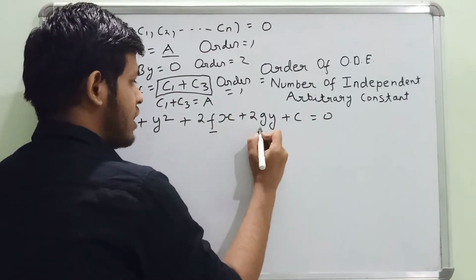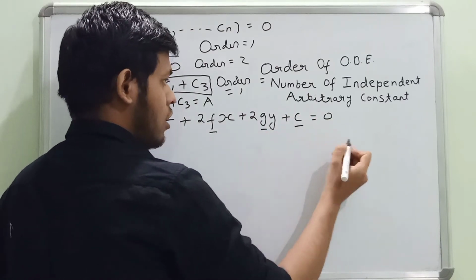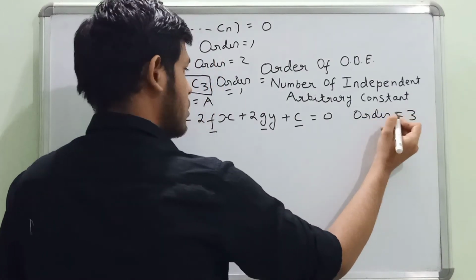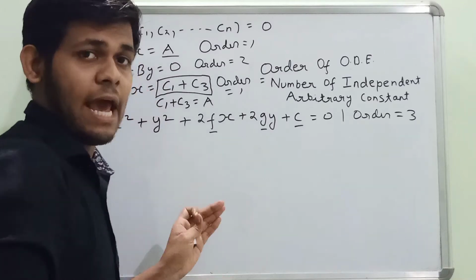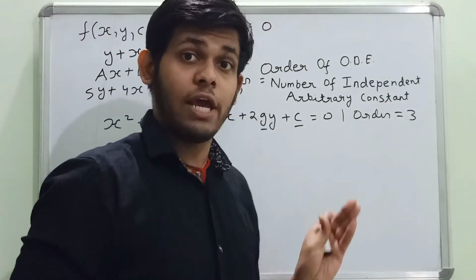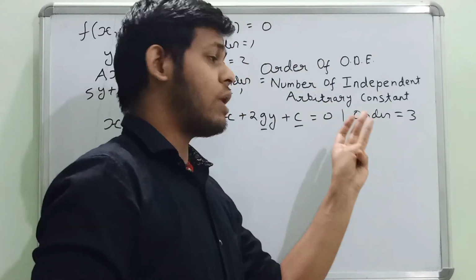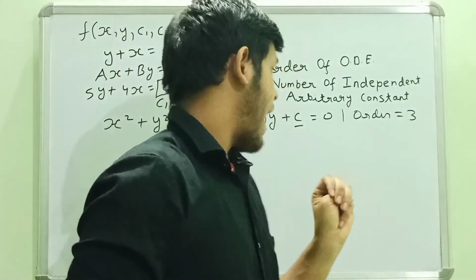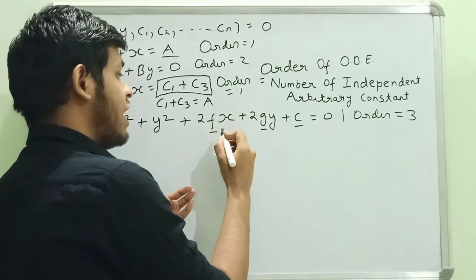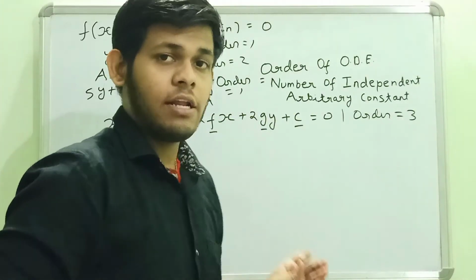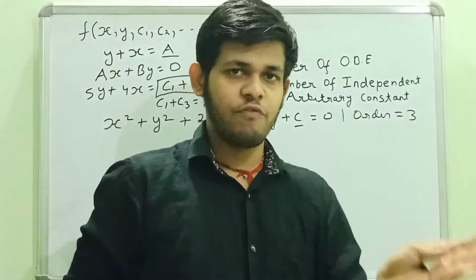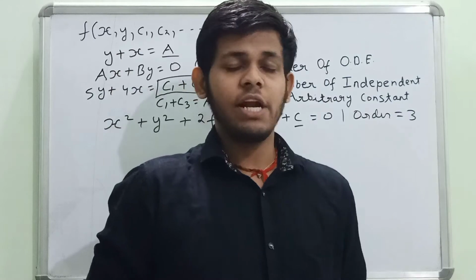So here there are three arbitrary constants which are independent. So the order will be 3. How many times do we have to differentiate this equation? We have to differentiate this whole equation 3 times, because we know that the order will be 3. And we will try to eliminate these arbitrary constants a, f, g, c, so that once we are done with eliminating all the arbitrary constants, the equation we get will be our ordinary differential equation.